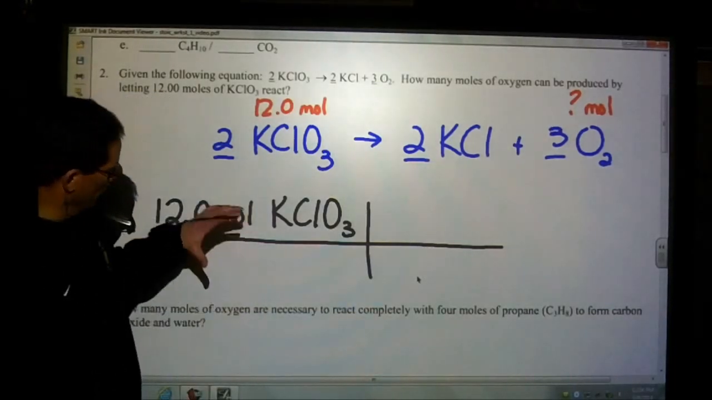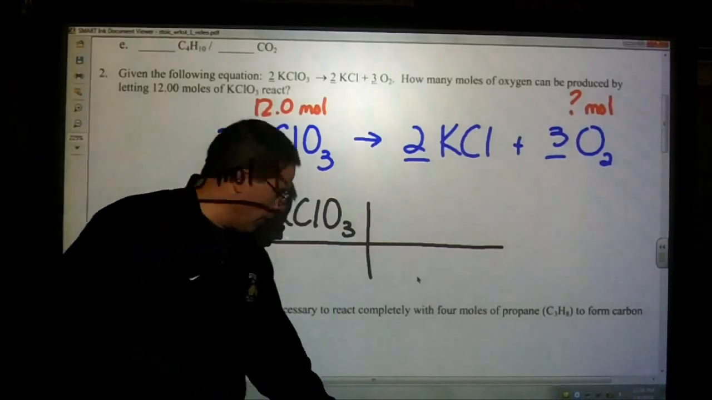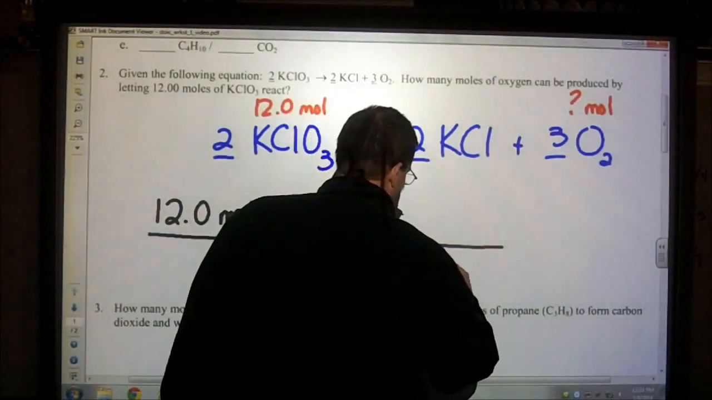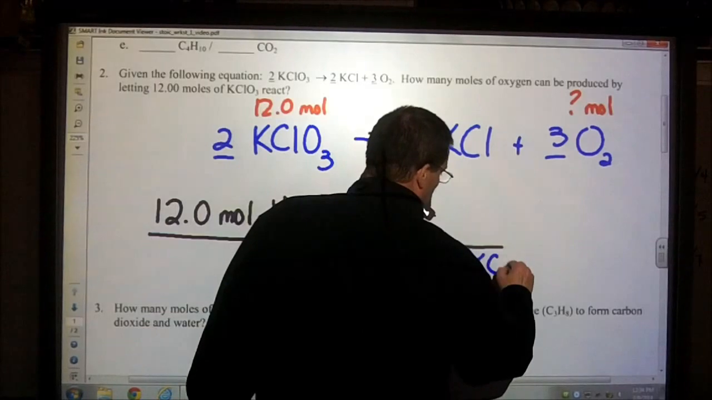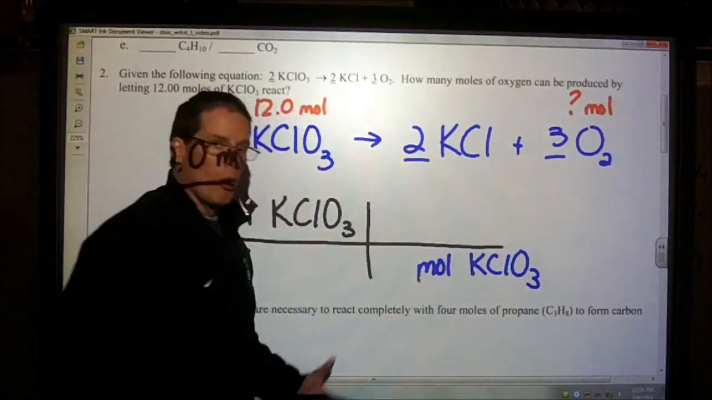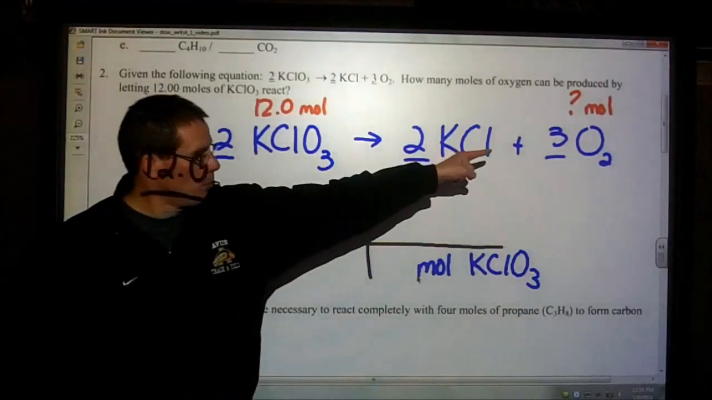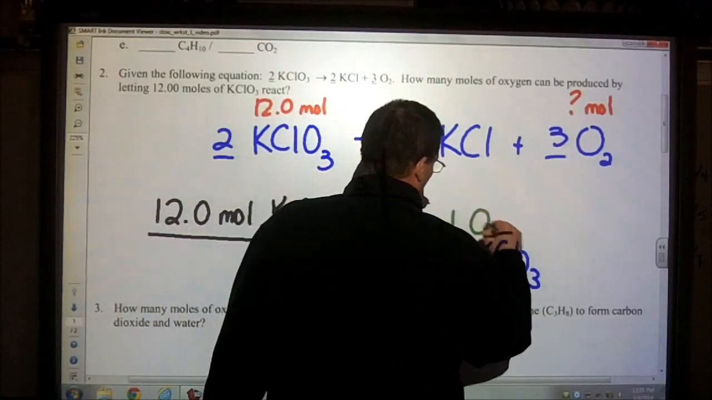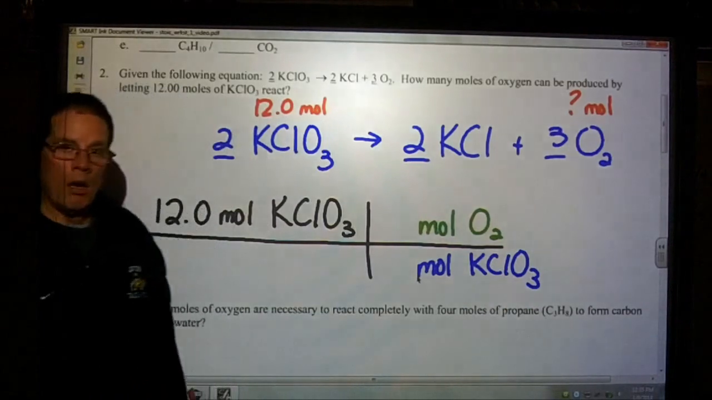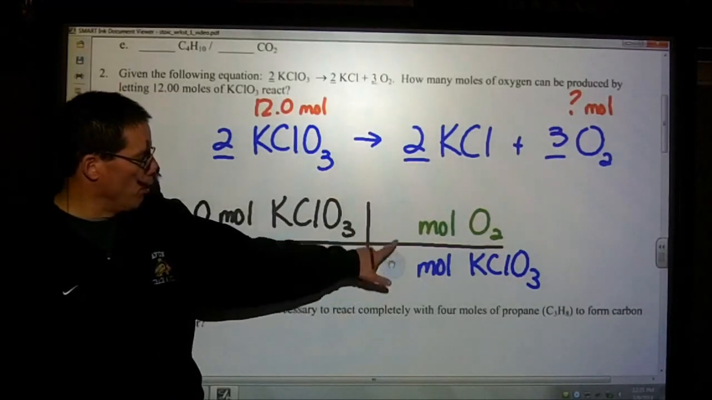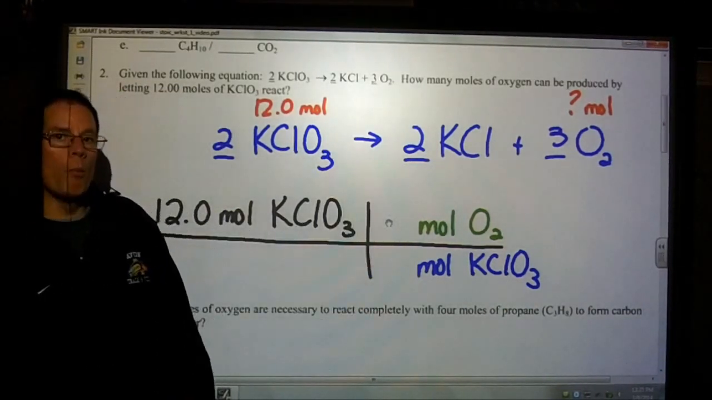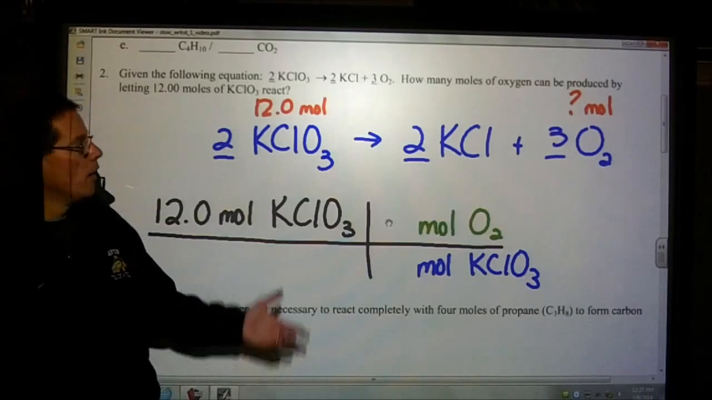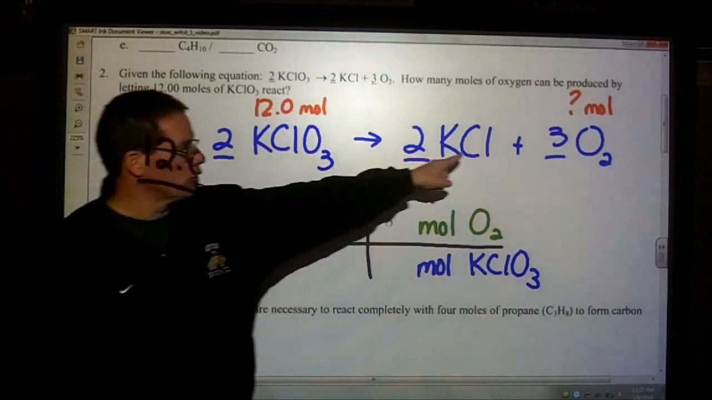Step 3, we want to get rid of the moles of potassium chlorate. So I'm going to move it diagonally. I want to get rid of moles of potassium chlorate, and I'm looking for moles of oxygen. So I'm going to put my moles of oxygen on top. Now, the numbers that we put in front of these mole amounts won't necessarily be 1. Those values come from your balanced equation.